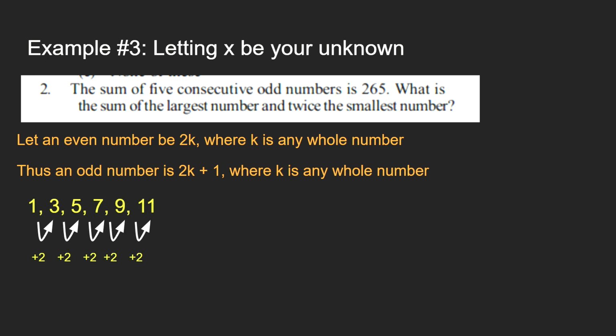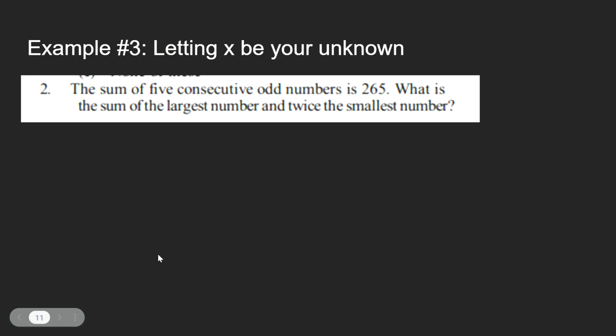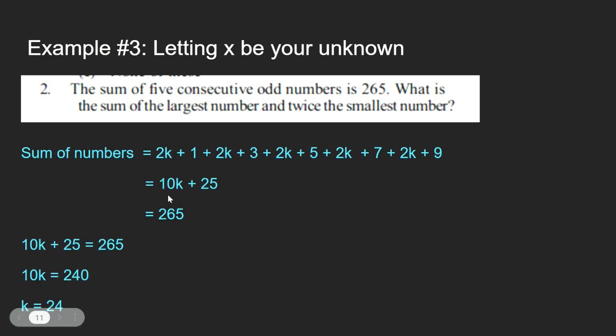Okay, so next, let's look at the pattern here. Consecutive odd numbers from 1 to 3 to 5 to 7 to 9 to 11. What is common here is that they advance in increments of 2. So with this knowledge, let's say our 1 is 2k plus 1. So our 3 will be 2k plus 1 plus 2. And our 5 will be 2k plus 1 plus 2 plus 2. So with that, we can actually get our sequence.